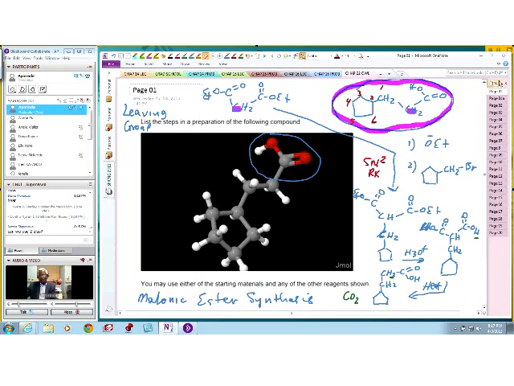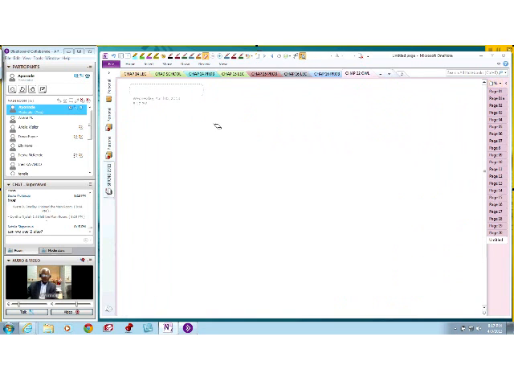Now, what do I mean by all of this? Let me ask you a couple of questions. Based on what I've just told you, supposing I ask you, can you make this compound here directly from Malonic Ester Synthesis or Acetoacetic Ester Synthesis? Yes or no?